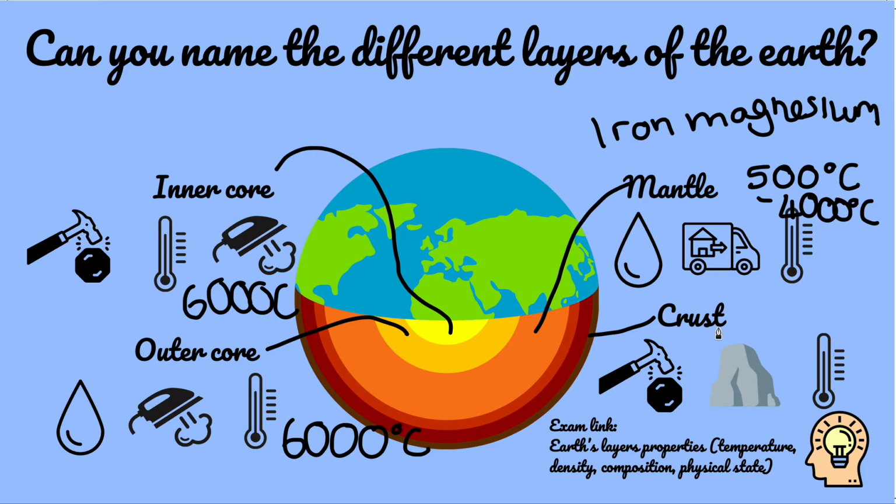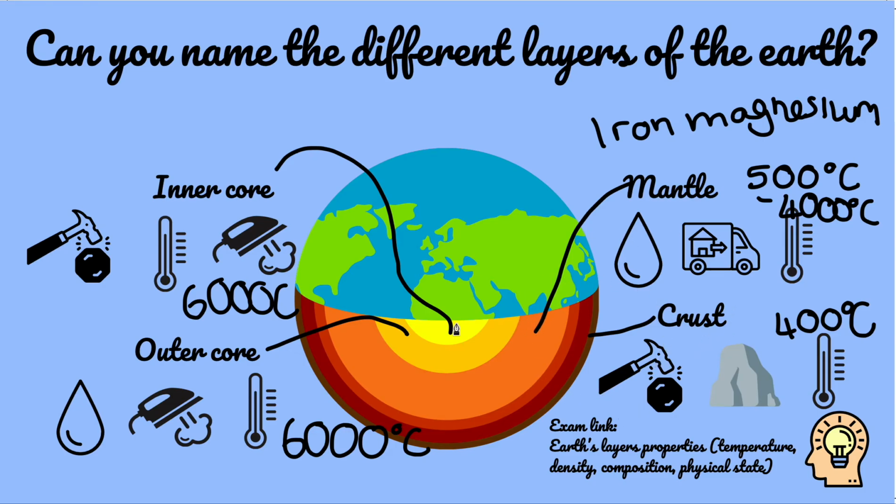And then finally we have the crust, the outer layer of the Earth. So our crust is a solid layer, solid rock. So it's made from different types of rock. And this is our coolest layer of the Earth. And the highest temperature that our crust reaches is up to 400 degrees Celsius. So there are your different characteristics, your different properties of the Earth's layers.